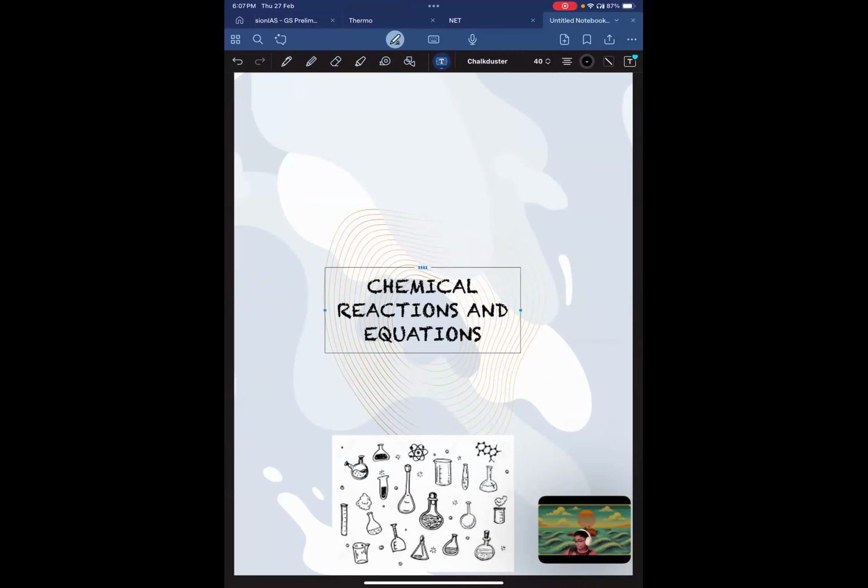Can anyone tell me what you mean by a chemical reaction? Any idea? Anyone? Ma'am, a chemical reaction is a type of reaction where the reactants combine together to form a new substance, and it has a change in their chemical properties. Very good. That means you are aware of the difference between physical change and chemical change, right? Anyone having doubt between physical change and chemical change? No, ma'am. Okay, very good.